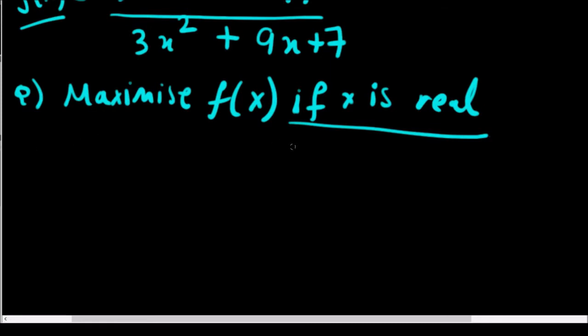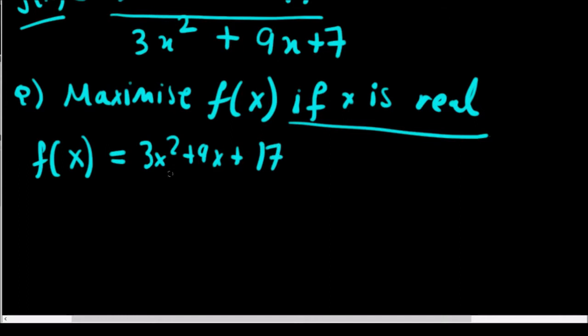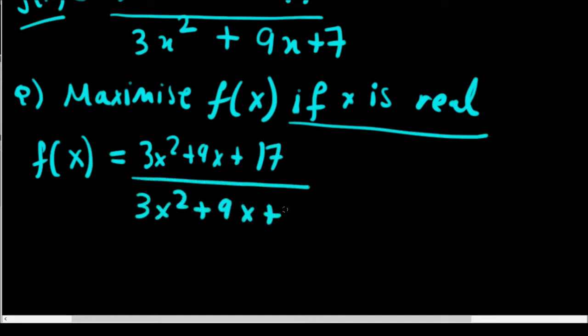So now I'm just gonna follow a precise method which will solve the question, and once we reach a particular step in the method I will tell you why I particularly chose that method. Till that time just bear with me. So f of x is 3x squared plus 9x plus 17 divided by 3x squared plus 9x plus 7.